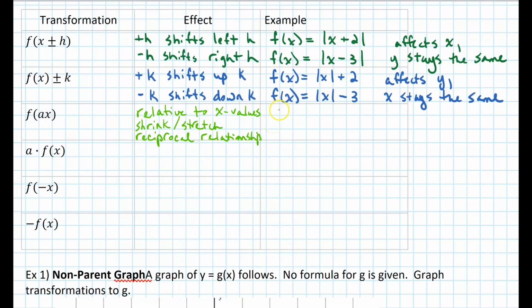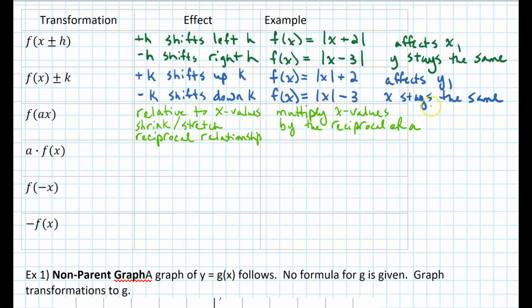All right, and then I'm going to make a note here. These multiply x values by the reciprocal of a.